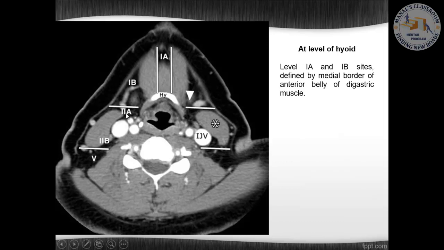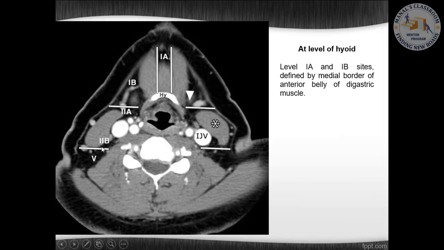Submandibular gland, sternocleidomastoid muscles, and internal jugular vein. So we make the landmarks at first, the hyoid bone, so we know the level where we are staying. Then the same landmarks: submandibular gland, sternocleidomastoid muscle, and internal jugular vein. So what's behind the sternocleidomastoid muscle is group 5.